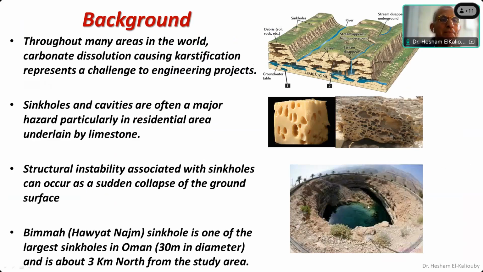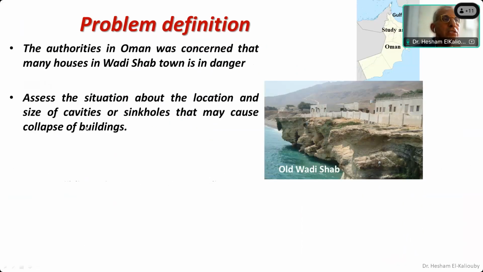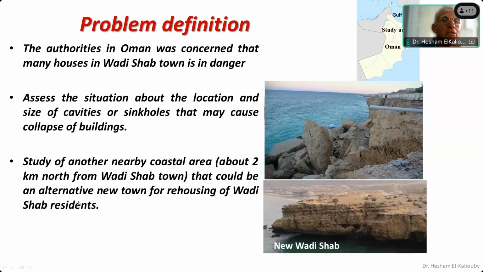In the neighborhood of the study area, there was a famous sinkhole called Bimah or Hawiyat Najm sinkhole. It's about 30 meters in diameter. It's a touristic area, but this area has a lot of sinkholes and cavities. The problem there is that the people living in this coastal area are fishermen, living above limestone, and the water of the sea goes within the limestone and causes cavities. This is very dangerous because it might cause a collapse of the rocks and could affect the lives of those people.